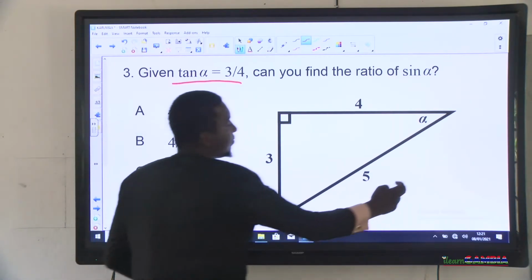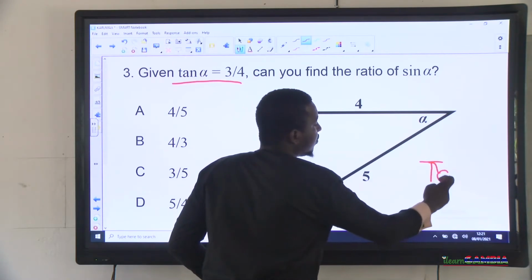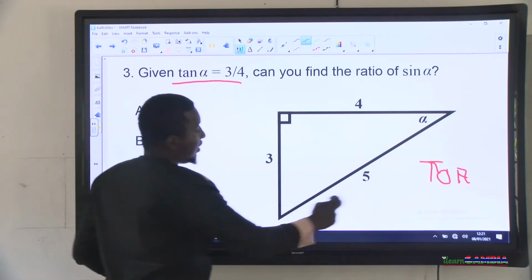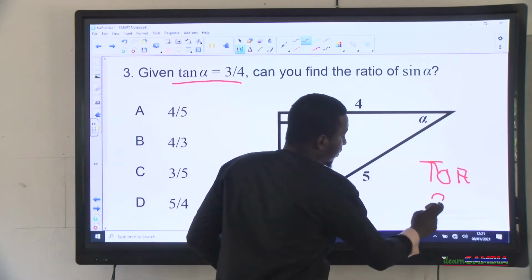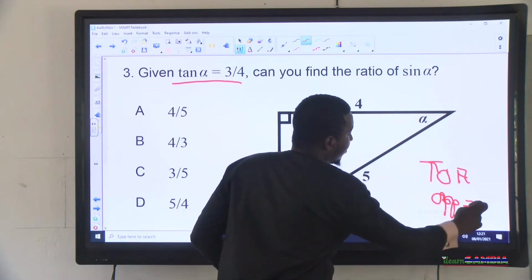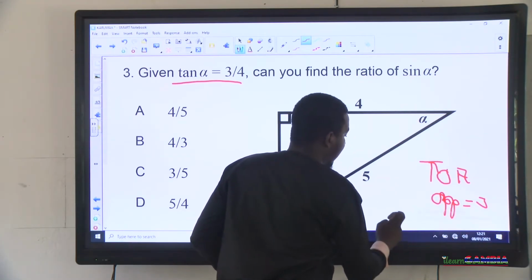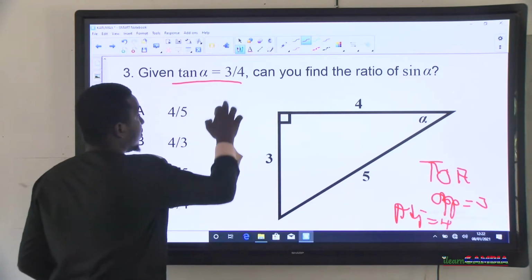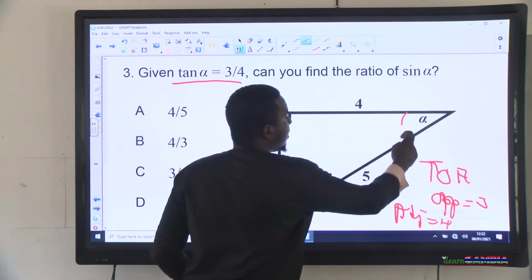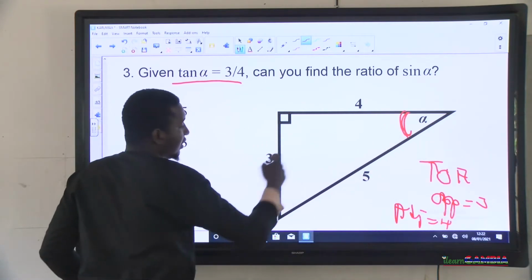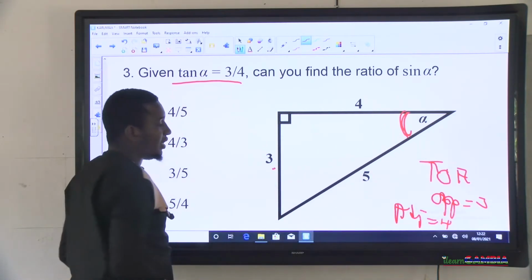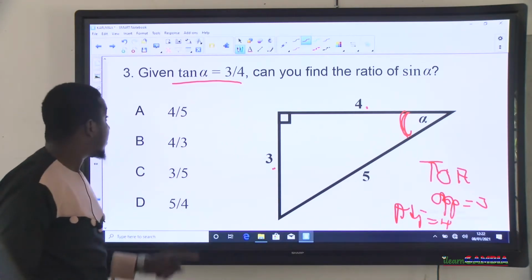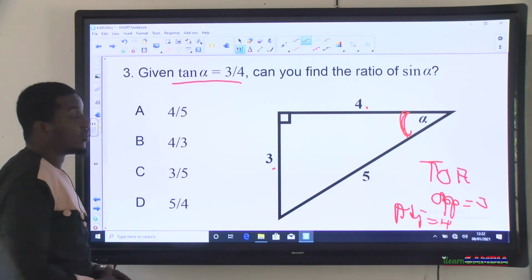Remember, tan is TOA. Now tan A is equal to 3 over 4. Here it will mean that the opposite is equal to 3 and the adjacent is equal to 4. That is what this statement is telling us. If our reference angle is angle A, the opposite is equal to 3 and the adjacent of the reference angle is equal to 4. That means the given information is correct.